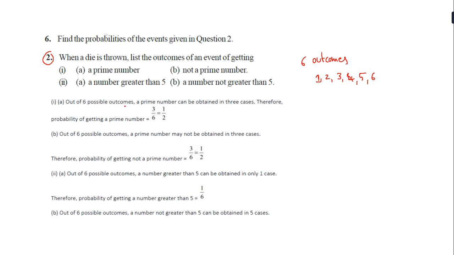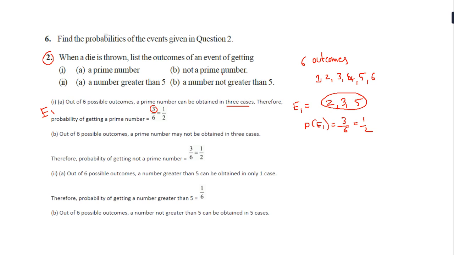Now out of 6 possible outcomes, a prime number can be obtained in 3 cases. Which are the prime numbers? 2, 3 and 5. So first event, how many in total? 3. So P(E1) is equal to 3 by 6, which is 1 by 2. So your answer is 1 by 2. That is event 1, the probability of getting a prime number. Why are we using 3? Because 3 outcomes are there: 2, 3 and 5.